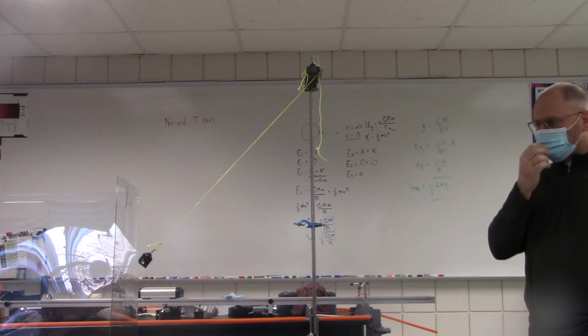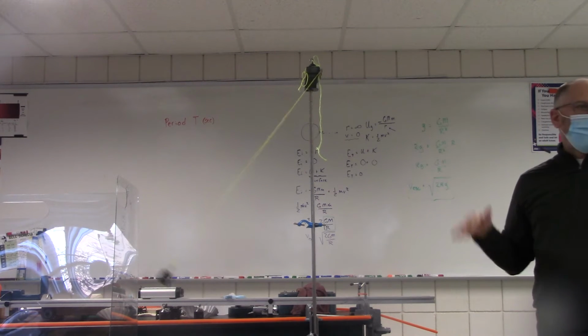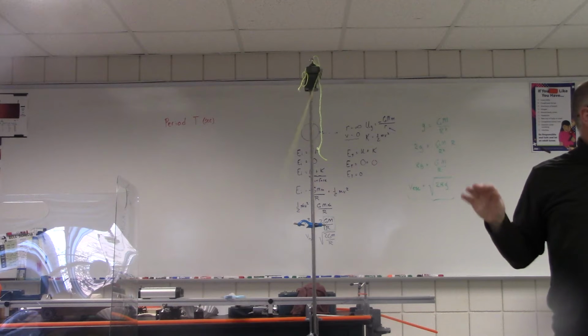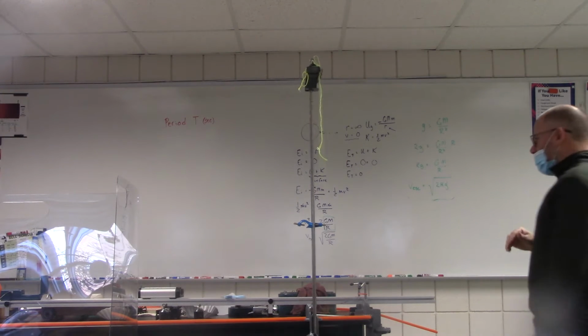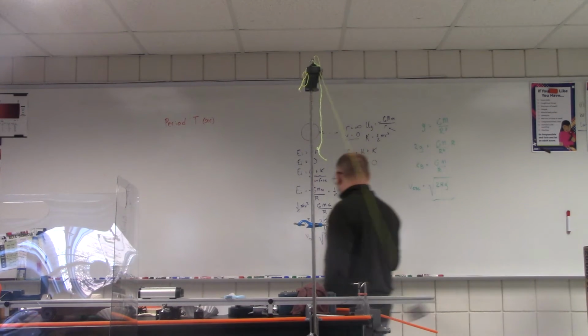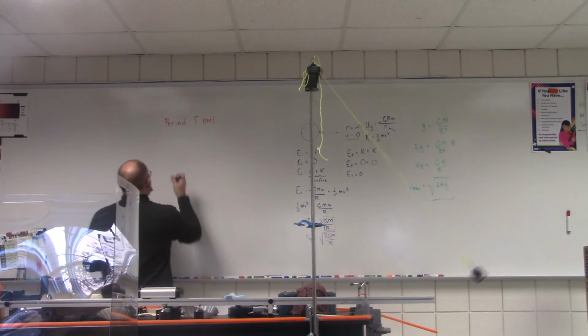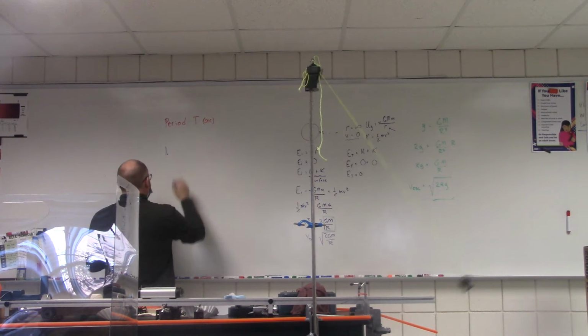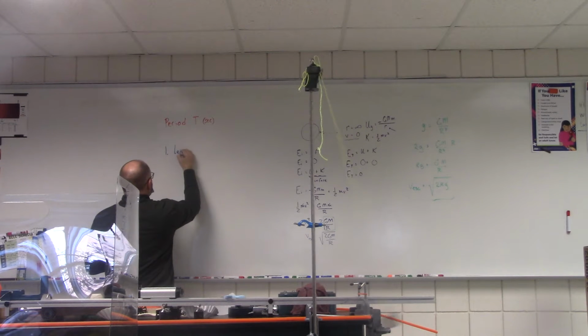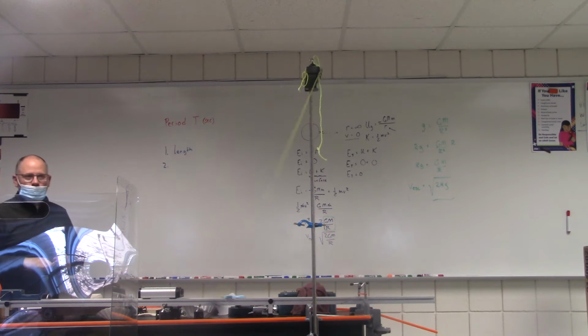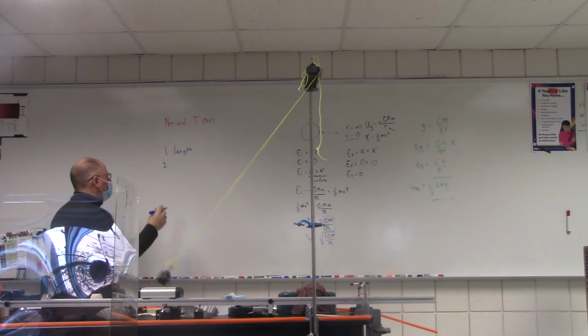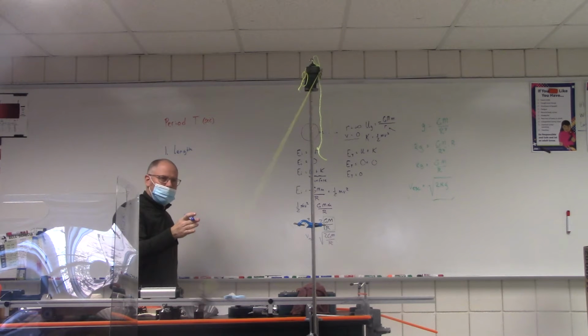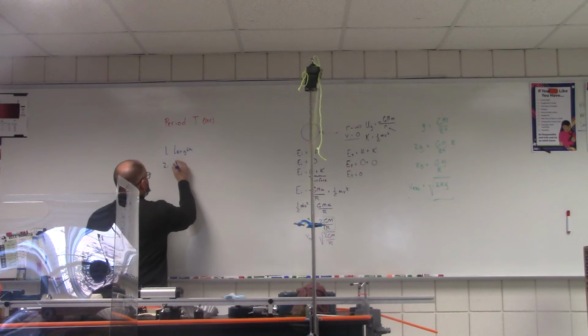Here's what I want to know. What are some things that we could change about this that might affect the period? Tell me one. Length of string. Okay? Length. What's another thing? The release point? So like how far back do you pull it? So can we measure that in terms of like an angle? Okay. So she said initial angle.